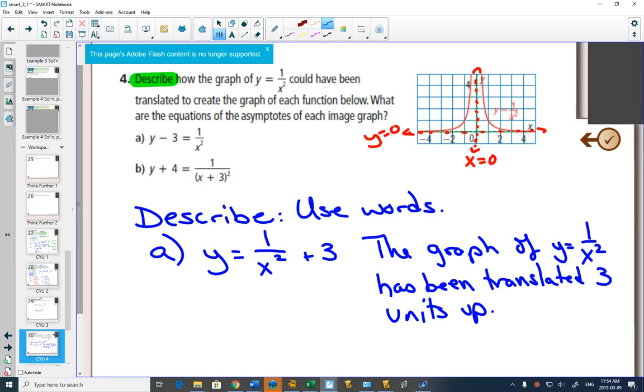If it's shifted 3 units up, can you see that your equations of your asymptotes, you would still have x equals 0, but moving it up 3 units, you would now have y equals 3.